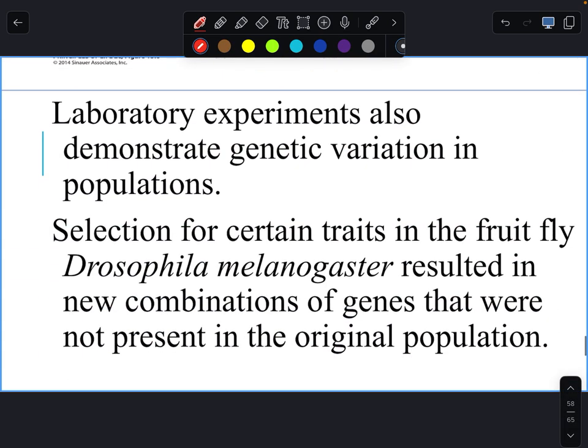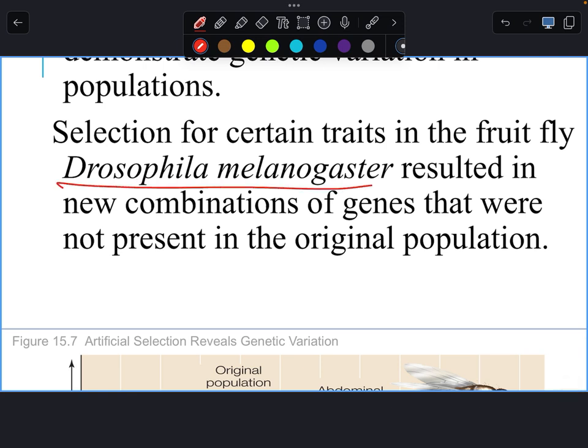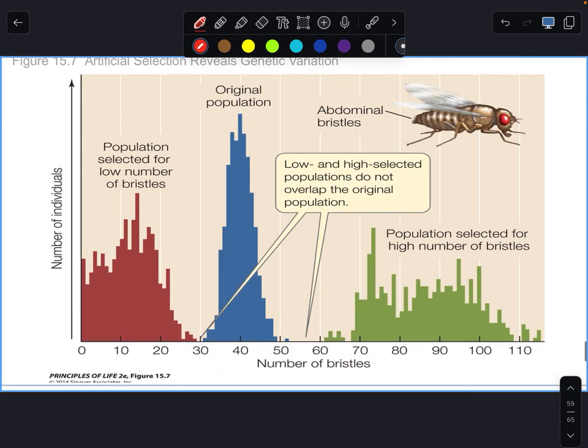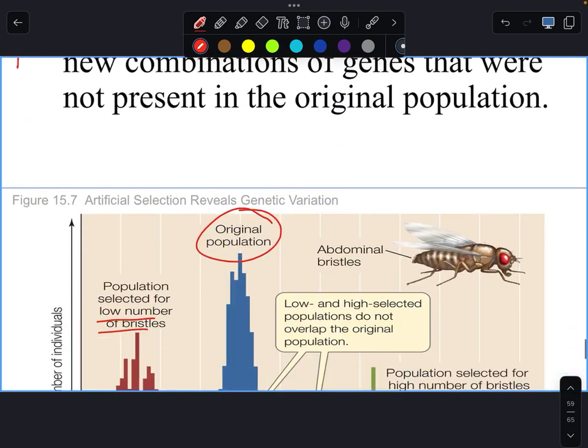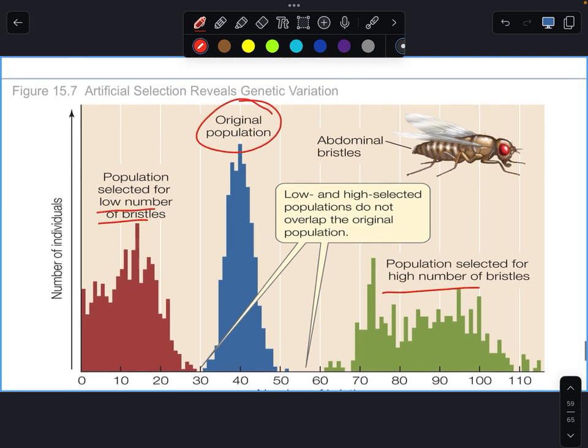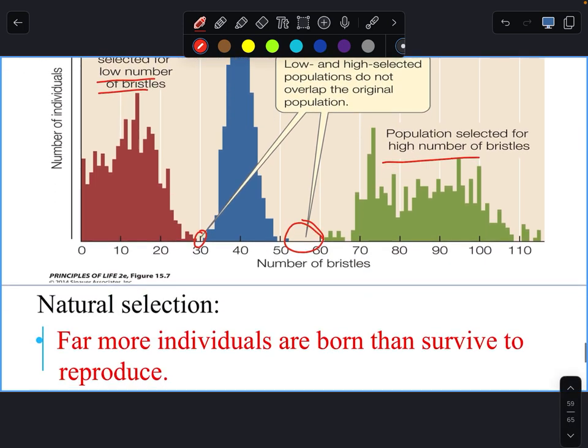And so laboratory experiments also demonstrate genetic variation and the possibility of variation in populations. Selection for certain traits in the fruit fly, Drosophila melanogaster, again, that's a model organism, resulted in new combinations of genes that were not present in the original population. So here's the original population. What they did was select for a high number of bristles on the abdomen, and select for a low number of bristles. And over time, you see how there's no overlap? That's artificial selection, but that's evolution, okay?